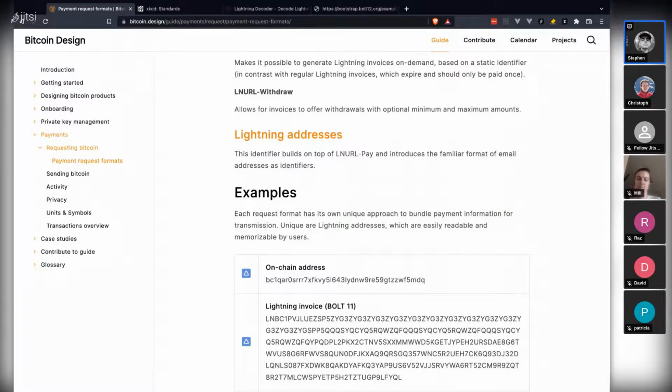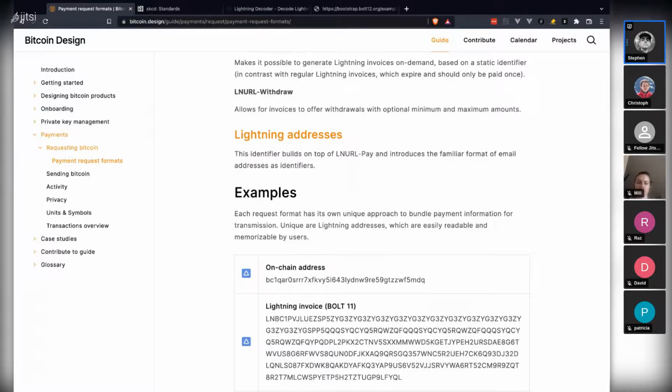But it's basically a way where one node can send directly to another node without an invoice. It's basically like if you know the address and the public key of the node you want to pay, you can just send funds directly to that node without needing an invoice. But the main caveat of Keysend is that you have no proof of payment.